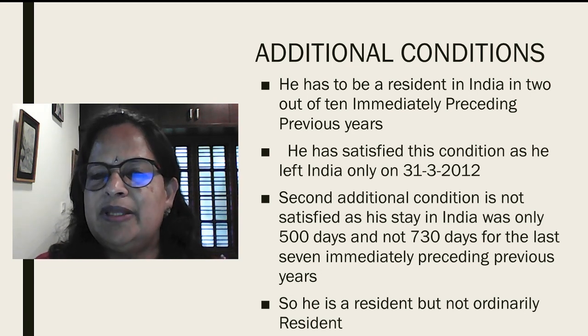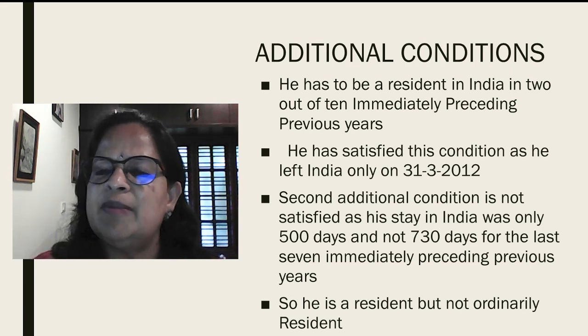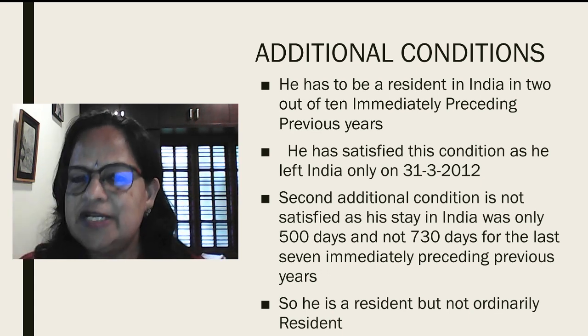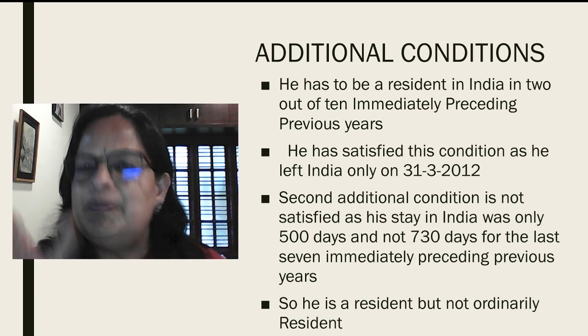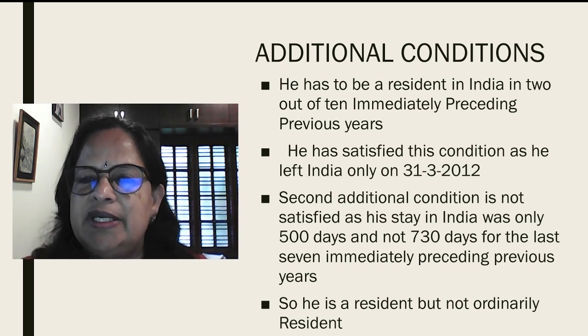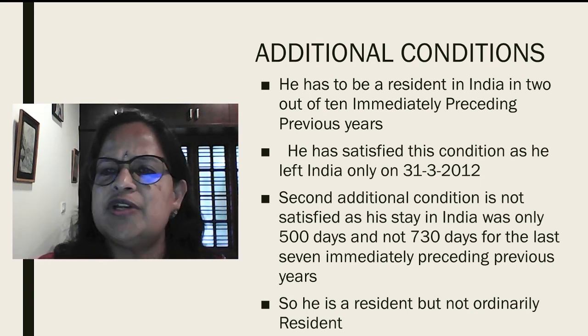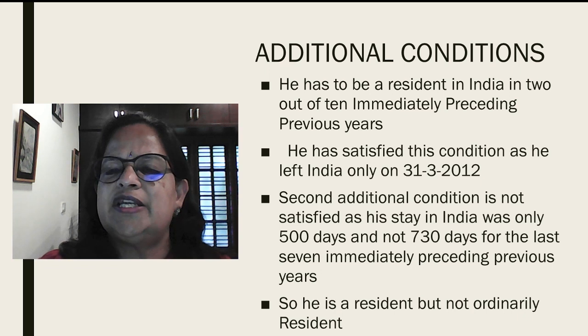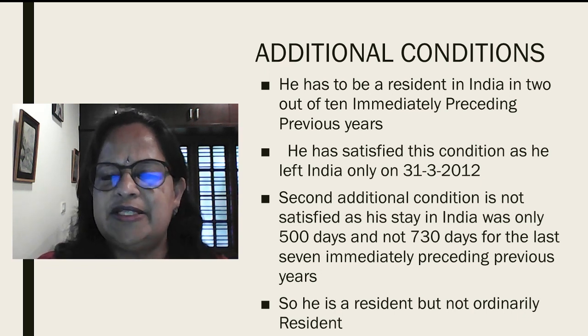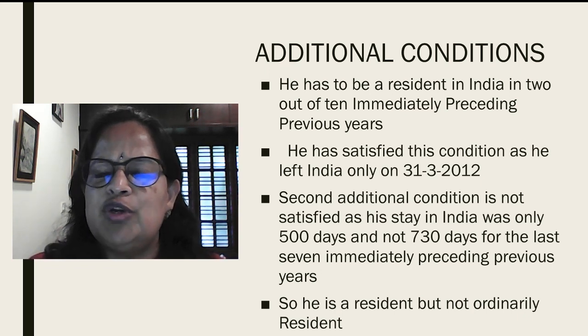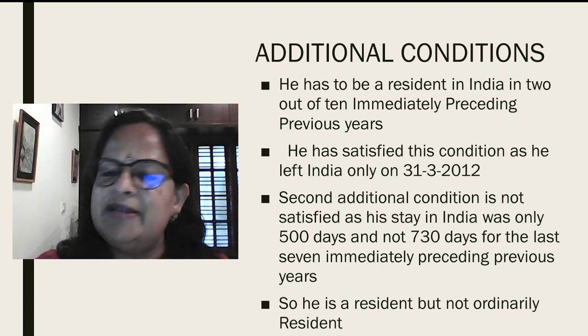So you have to remember that he is a resident but not ordinarily resident, the second category. Because the first category means one basic plus both the additional conditions. Here he has satisfied one basic and one additional. If he is not satisfying any of the additional conditions also, he will come in this category only, resident and not ordinarily resident.